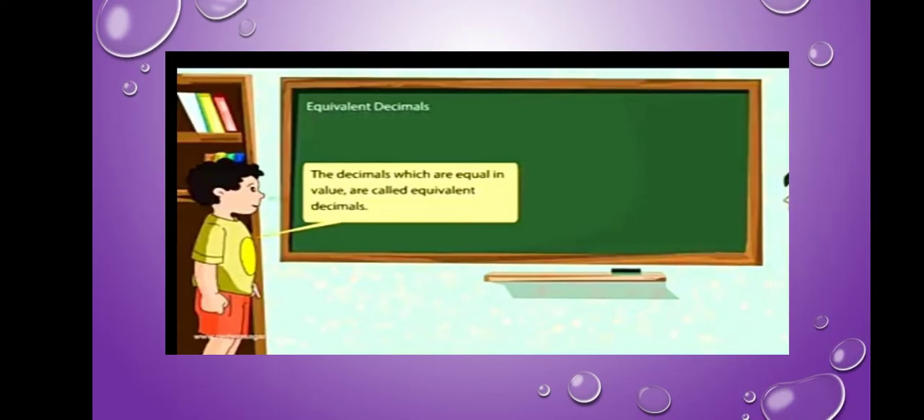Next we have equivalent decimals. The decimals which are equal in value are called equivalent decimals. After the decimal point, there should be the same number of digits. Then we can say these decimals are equivalent decimals.